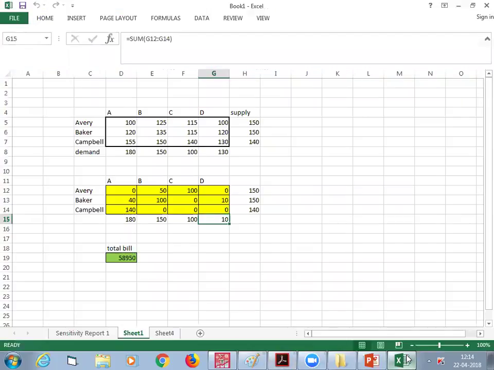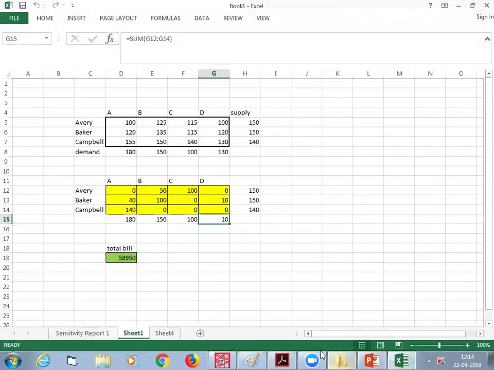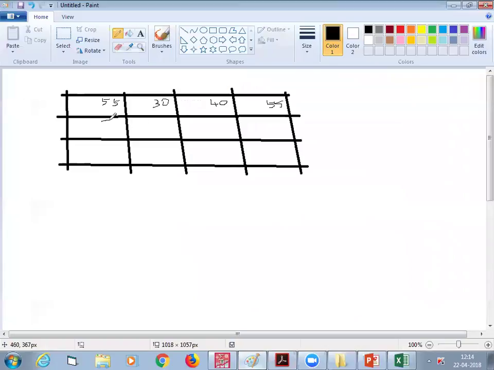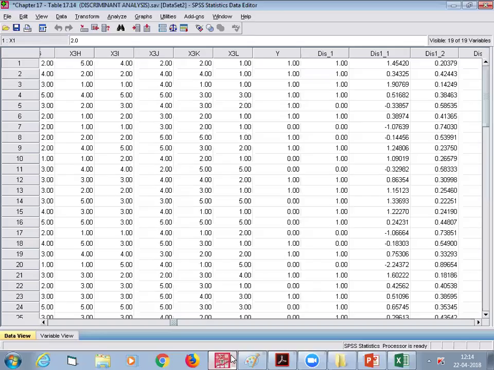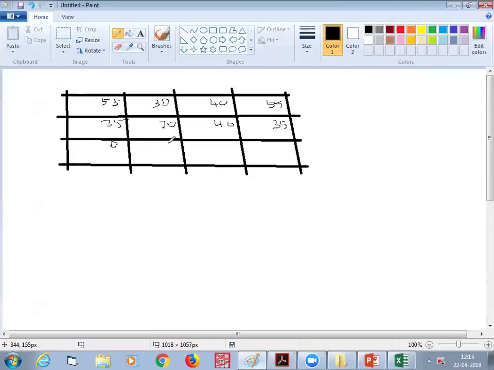Next one is 155 minus this: 35, 20, 40, and 35. Next, 0, 5, 15, and 25.